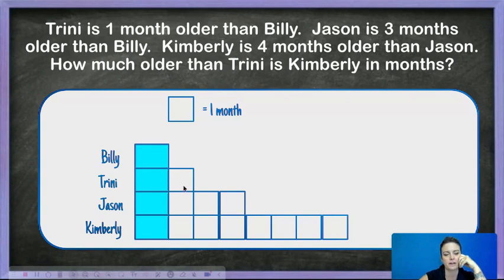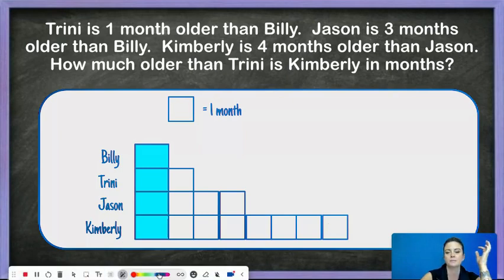And now I'm just figuring out. I'm looking at Trini's, and I can see that she stops right here. And so now I need to count Kimberly's months, anything that is longer than Trini's. So we've got 1, 2, 3, 4, 5, 6. Kimberly is 6 months older than Trini.